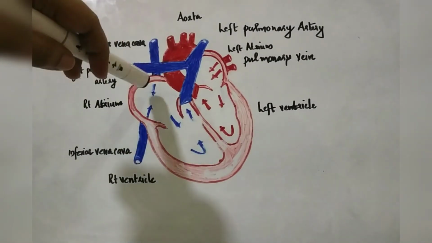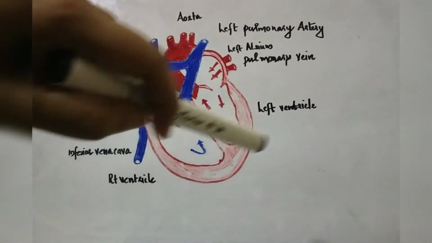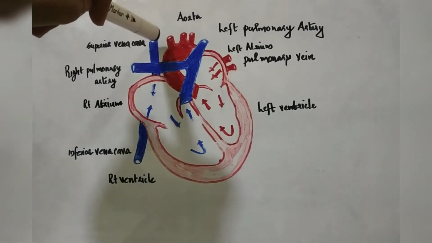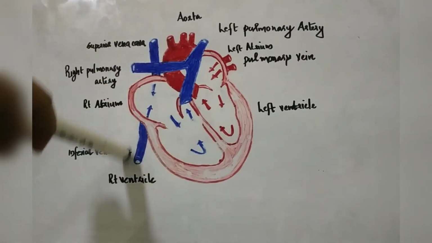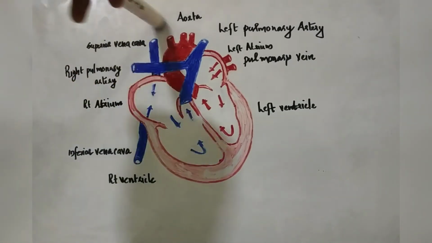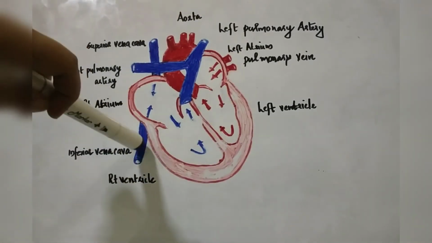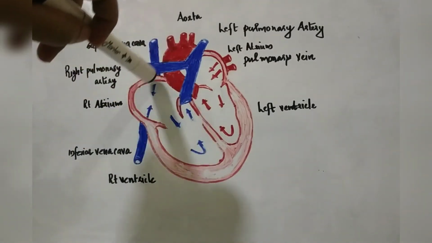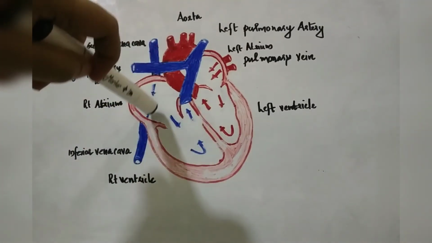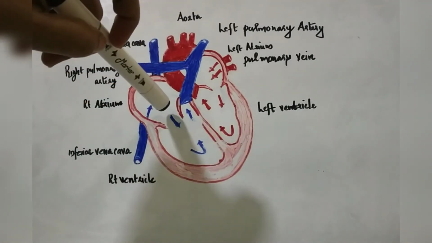So heart has got four chambers, that is the right atrium, right ventricle, left atrium and also left ventricle. So the deoxygenated blood, it is carried by the superior vena cava and the inferior vena cava to the right atrium. The superior vena cava, it carries blood from the head, neck and also upper limb, and the inferior vena cava, it carries blood from the lower limb.